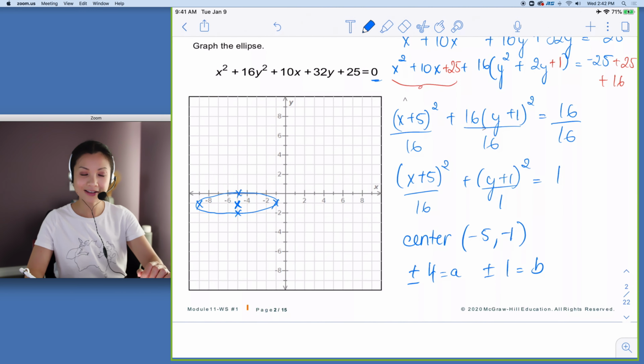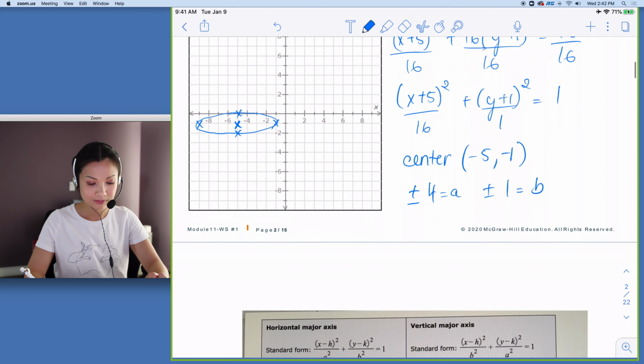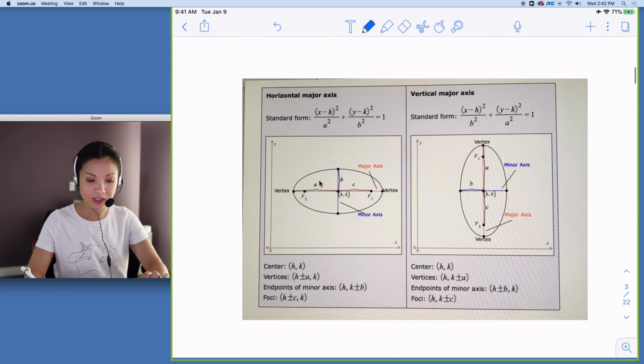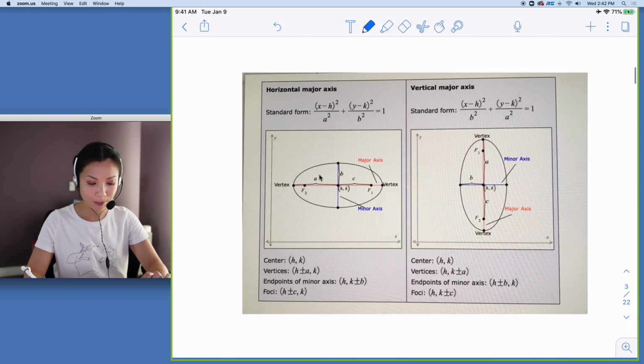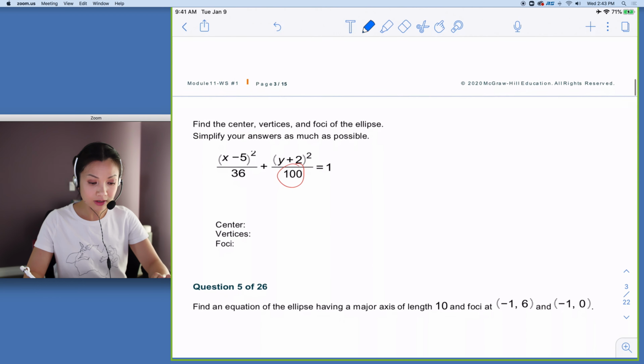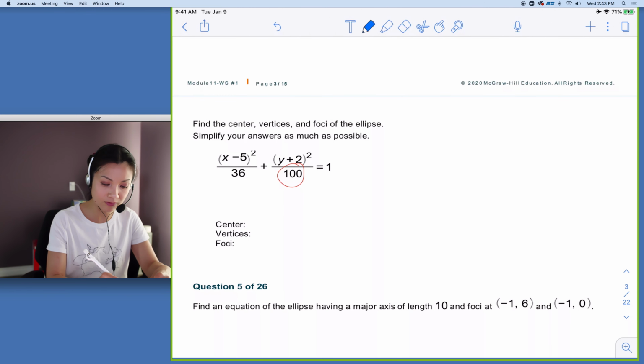And that's it. That's how we do it. Okay, so keep in mind the horizontal and the vertical. So what we have right here, they're asking you now to give you the equation, but they're asking you for the center, the vertices, and the foci. So the center is easy to figure out. The center is (5, -2).